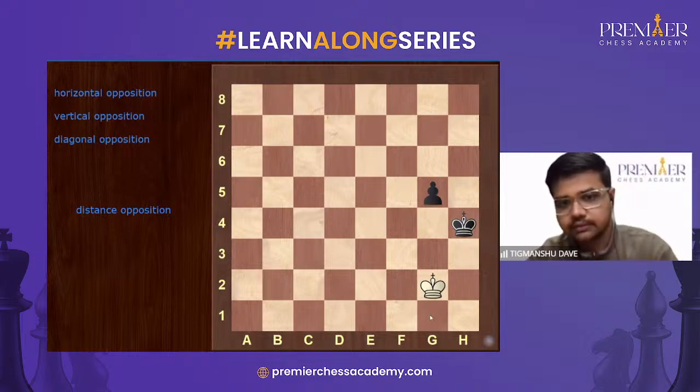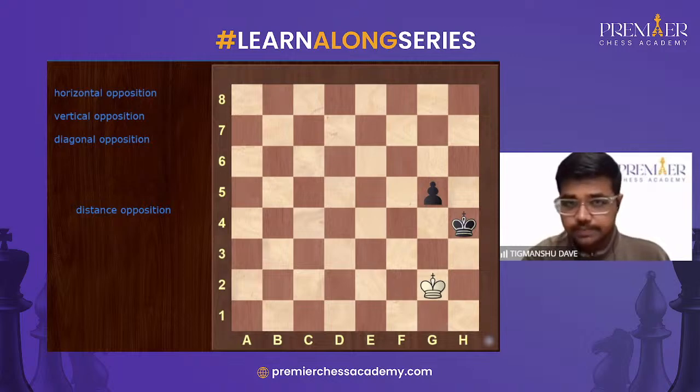So what we are doing is we are seeing all the positions from now on from the white side only, so it will be easier for us to understand. Okay. So it is black to play. What do you think? What should black play here?